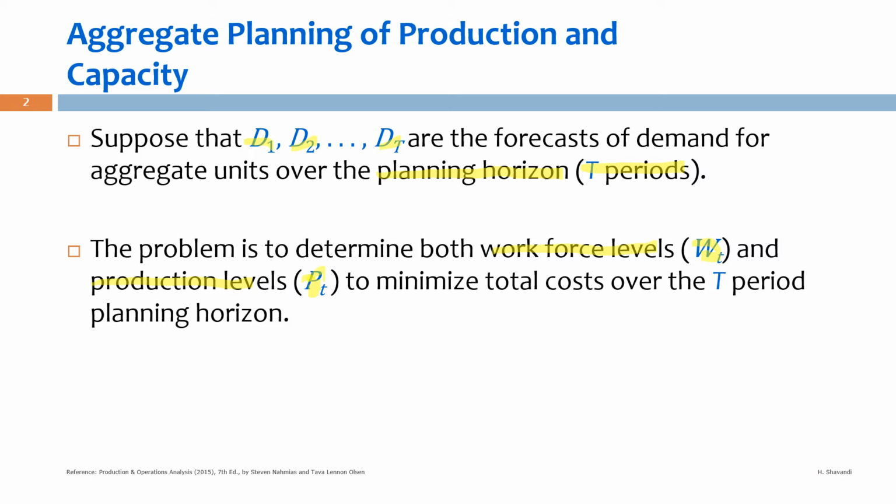And the goal here is to minimize the total costs over the T period planning horizon. Okay, so our objective is minimizing the total costs here, and the solution that we want to obtain here is the level of workforce and the level of production over the next T periods.